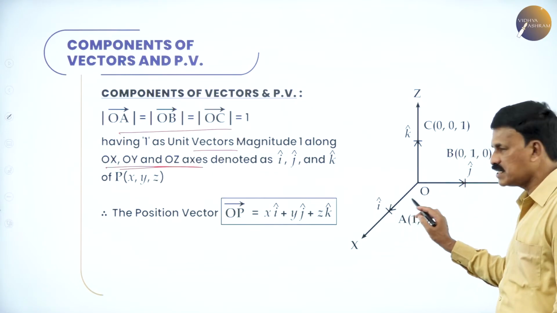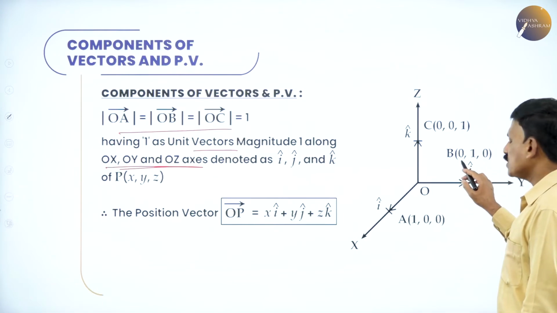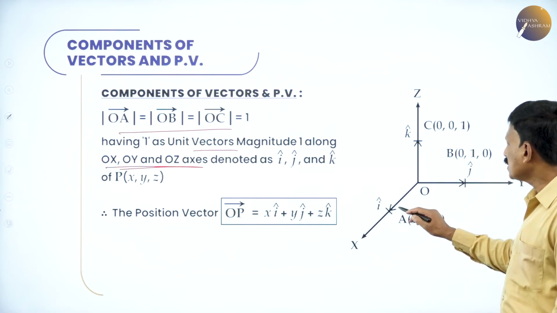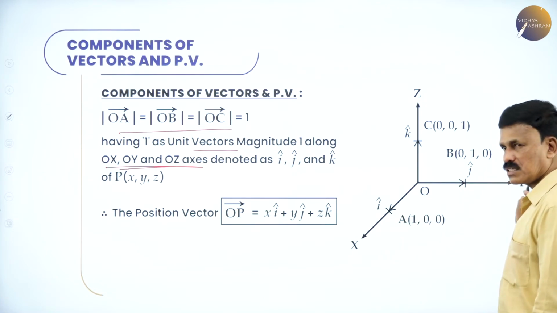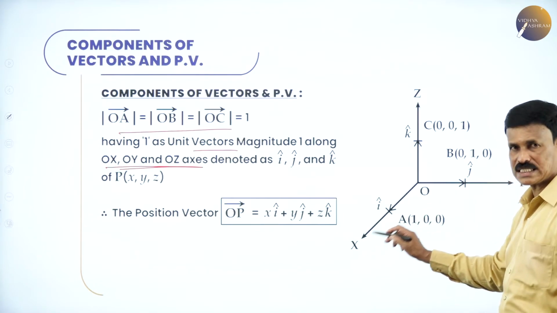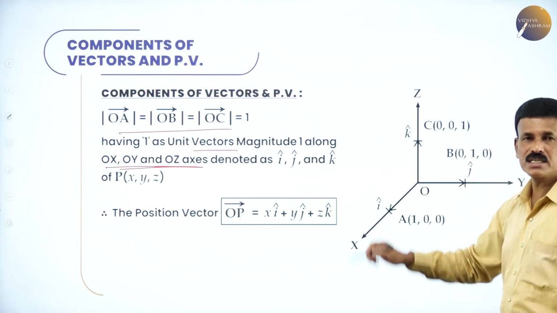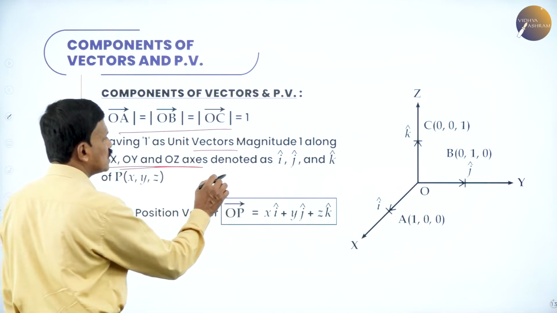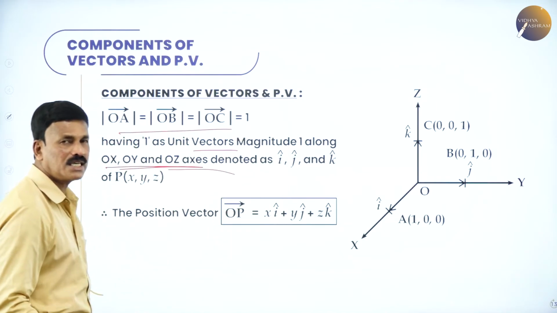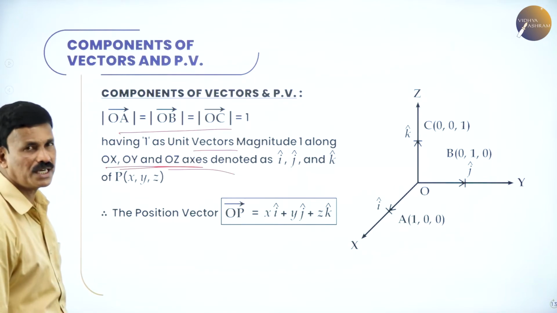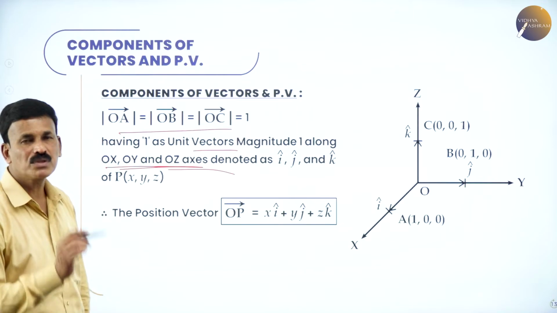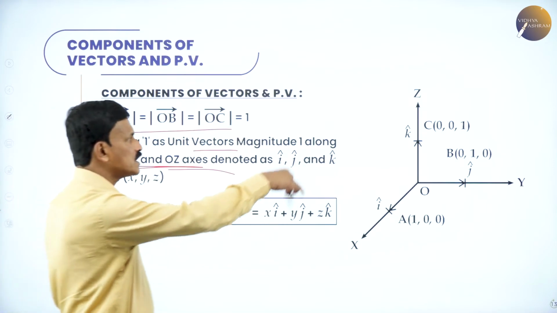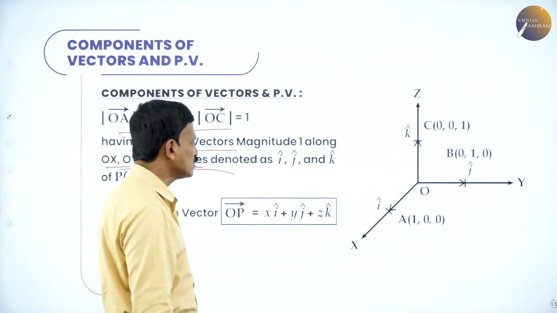So here X is 1, Y and Z are zeros. Here X is 0, Y is 1 and Z is 0. Along the Z axis, X and Y are 0, Z is equal to 1. This is the unit vector along I, this is the unit vector along J. That is, I is a unit vector along the X axis, J is a unit vector along the Y axis, and K cap is a unit vector along the Z axis. Then the unit vectors having magnitude 1 along the X, Y and Z axes are denoted as I cap, J cap and K cap.